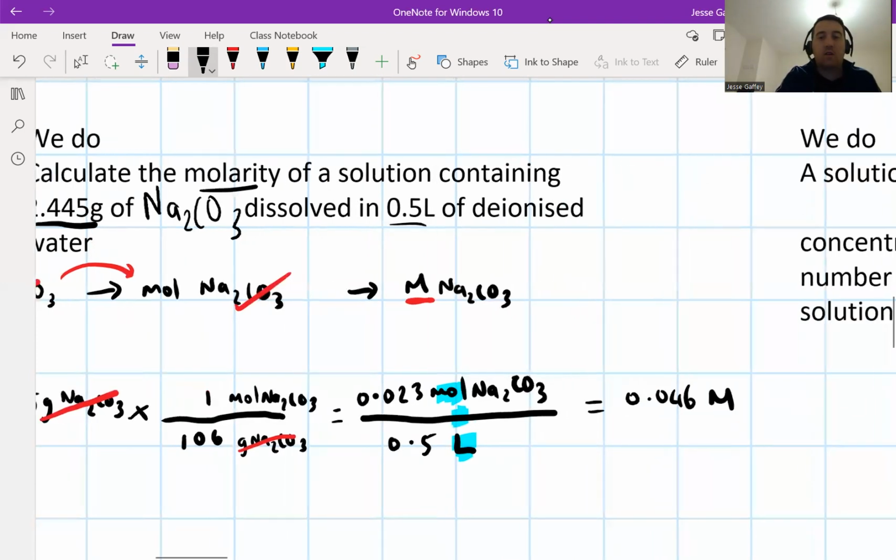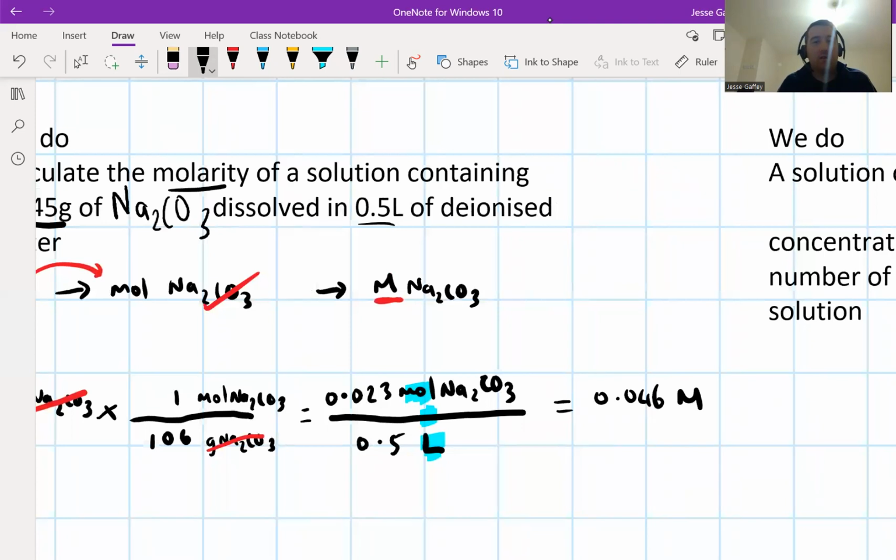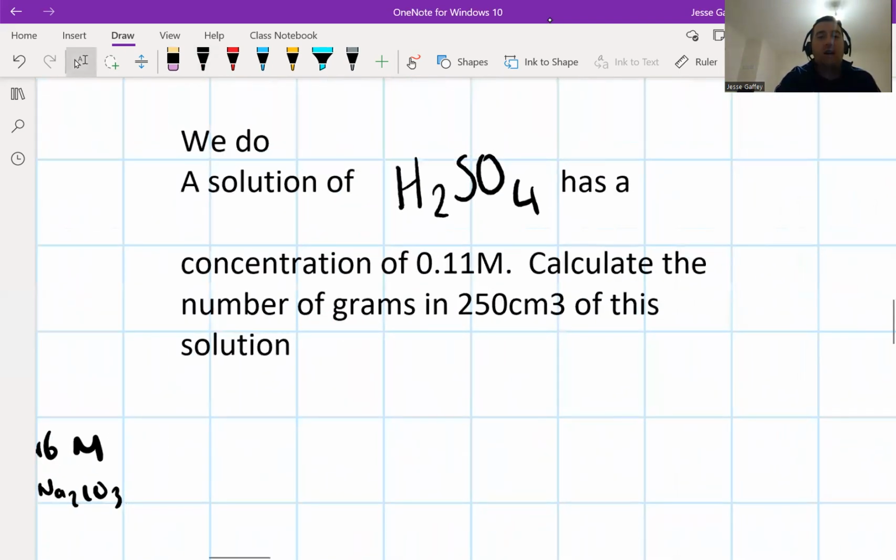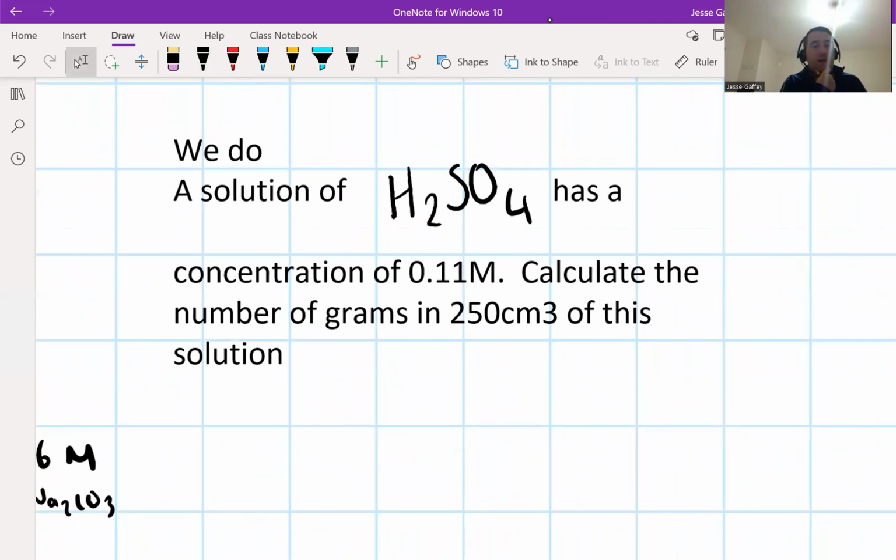Okay, so well done if you got that. That's 0.046 molar, and that's, of course, Na2CO3. All right, let's do another one. Have another one here together. I think this one is slightly different.